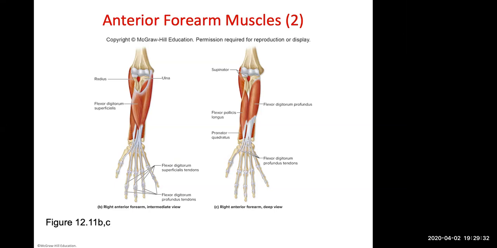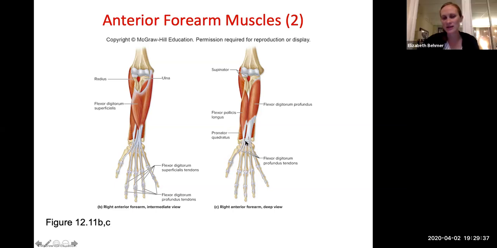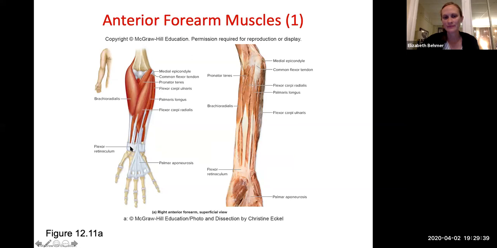So you can see the tendons running through the carpal tunnel right here. You can see more of the tendons running through as well. That's why your flexor retinaculum is important, because it keeps all these tendons together.